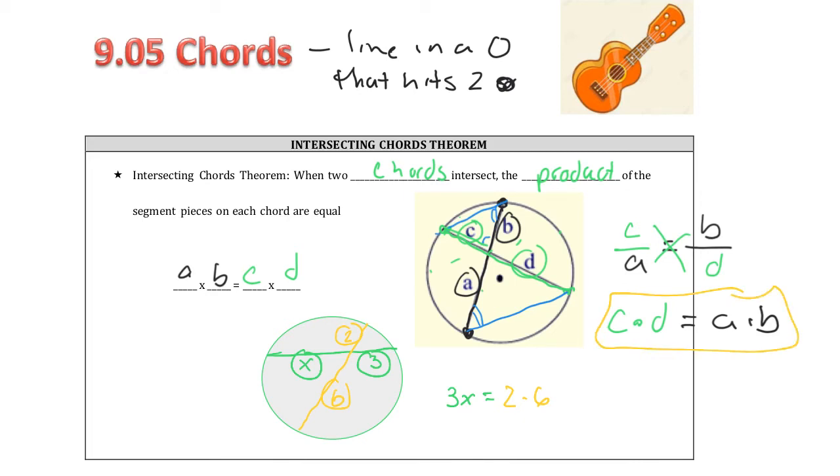You could set up the proportion, but it's just the pieces of one line equal the pieces of the other line times each other. So 3x equals 12. So x would equal 4 here. So this is 4. And then 4 times 3 is 12. 2 times 6 is 12. So they both are equal. So that is the intersecting chord theorem. Let's look on the next page for a couple examples here.